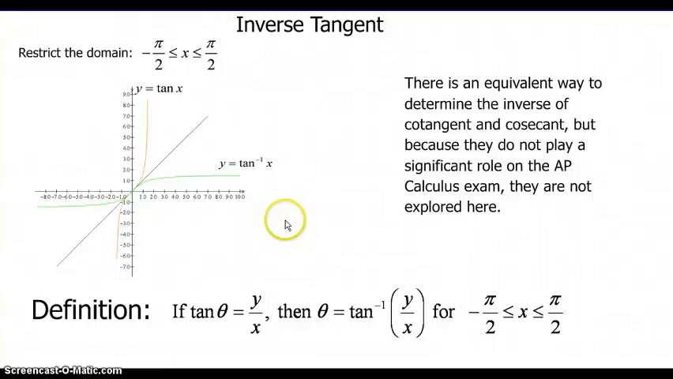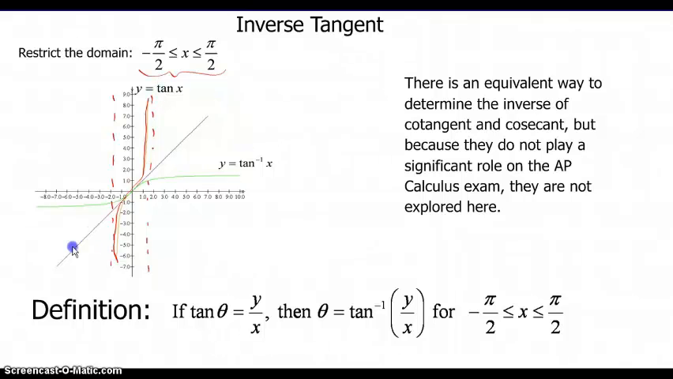So let's take a quick look at inverse tangent. If we restrict its domain from negative pi over 2 to positive pi over 2, that's just one piece of the infinitely many pieces of the tangent function, because remember, we have vertical asymptotes every pi in the plane, and so we just take that first little piece that's right at the origin.